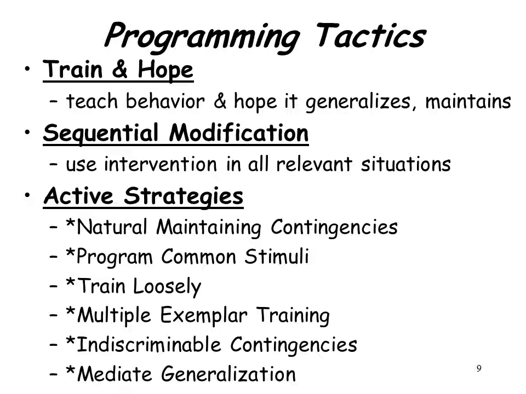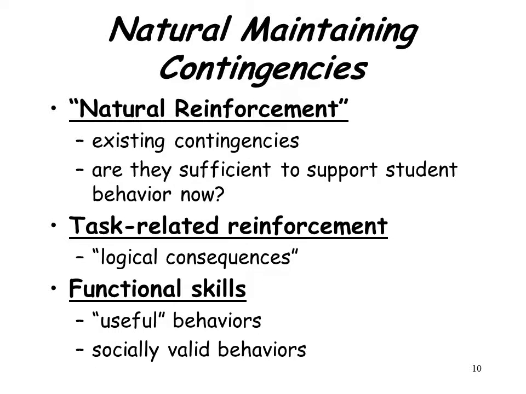There are a number of active strategies that we use, and we're going to talk about each one of these individually. Active strategies are actually the things that you would use when you do sequential modification. So it's not separate, but it's something that you'd use in conjunction with changing things sequentially across settings. The first one we've talked about already. We look at natural consequences or natural maintaining contingencies.